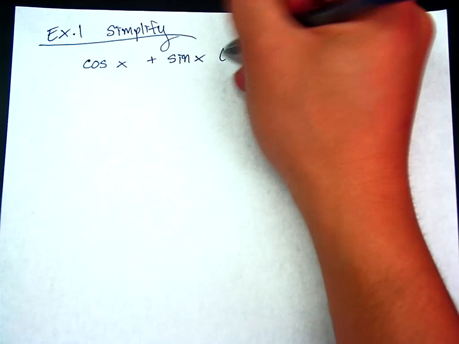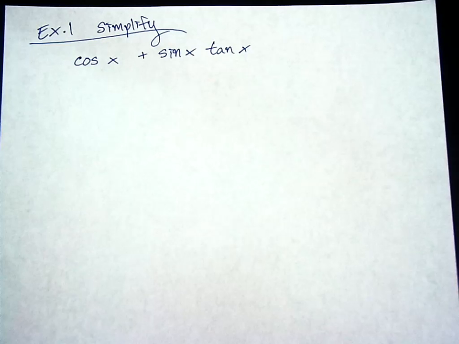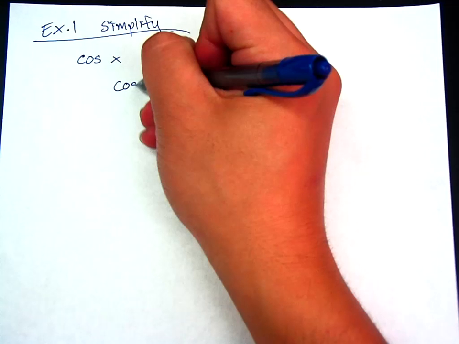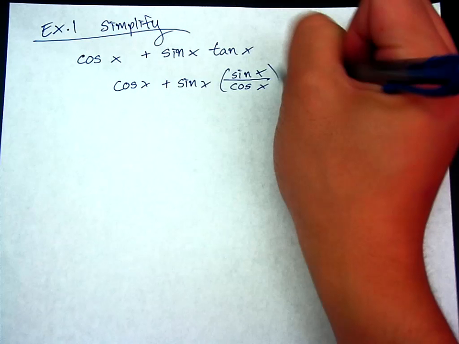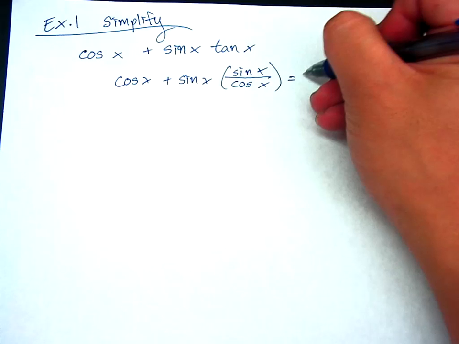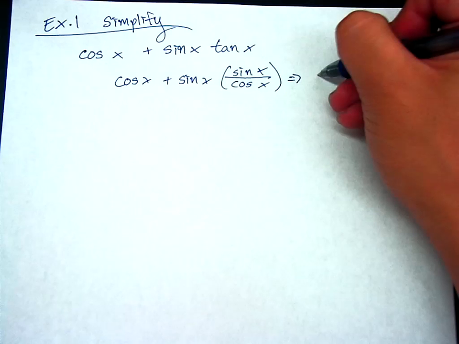What I noticed in this one is that I have 3 separate trig functions all in one expression. And my goal is, again, to convert it to as little as possible. In this case, I want one trig function. So I see a cosine, I see a sine, and I see tangent. I know tangent can be converted into sine x over cosine x. By doing that, I'm going to multiply the sine x into this, and this becomes cosine of x plus sine squared of x over cosine of x.